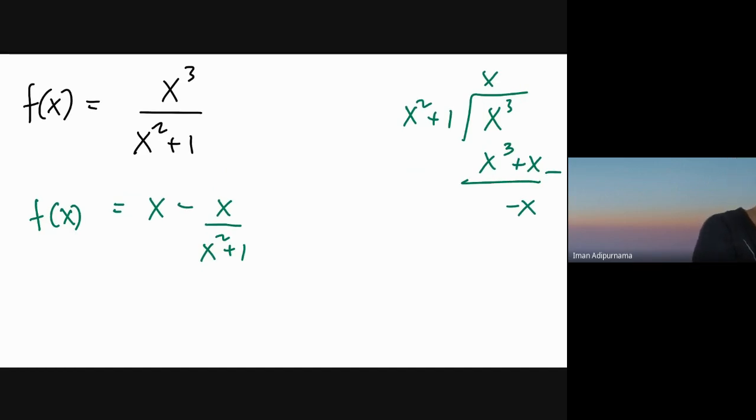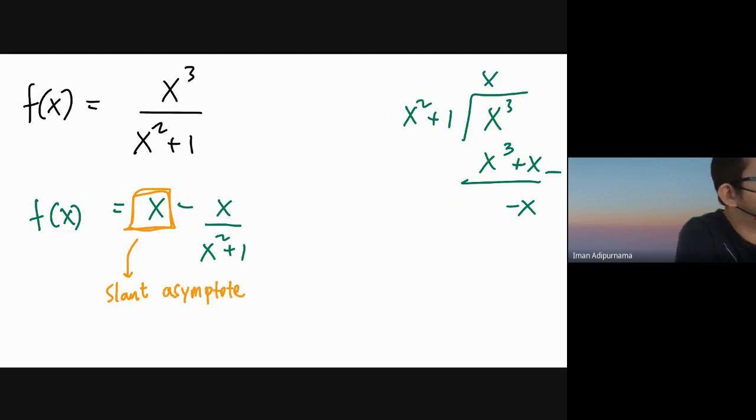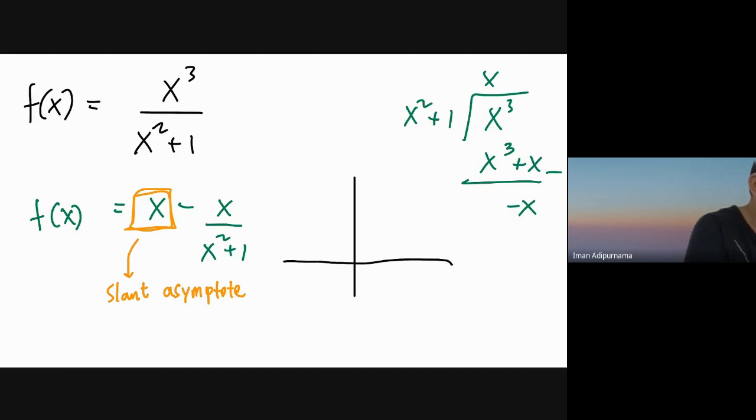Okay. In this form here, this x here, we call the slant asymptote. This is not a vertical, not horizontal, but a slant. If you have the curve, precisely here, this is y equal x, and this will be the slant asymptote. So the curve, at some point, will not reach, or will not cross, the y equal x. Okay?